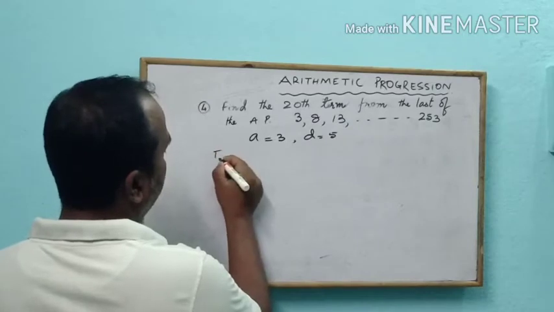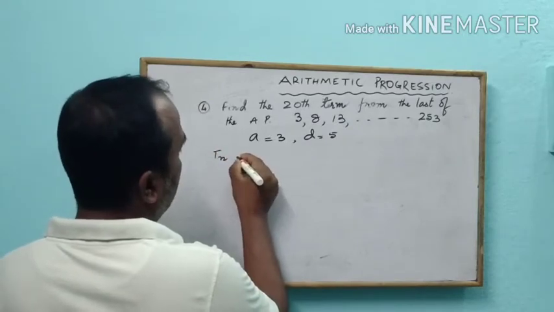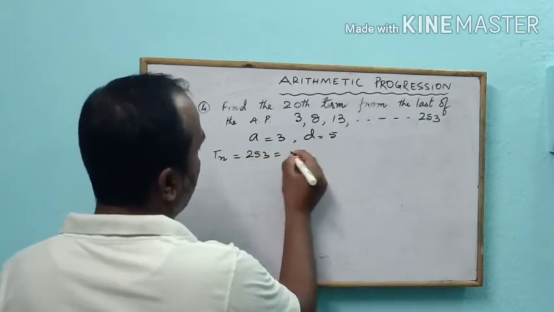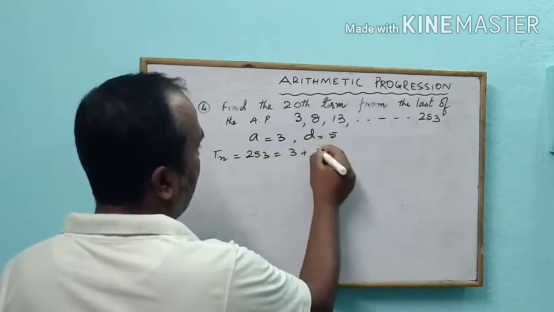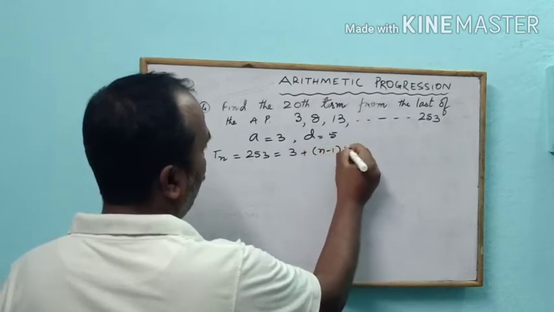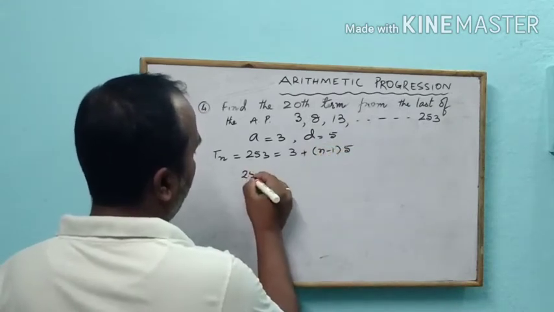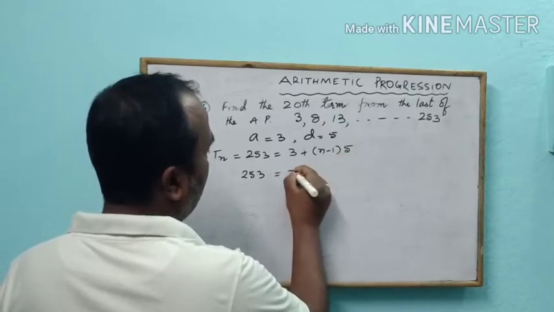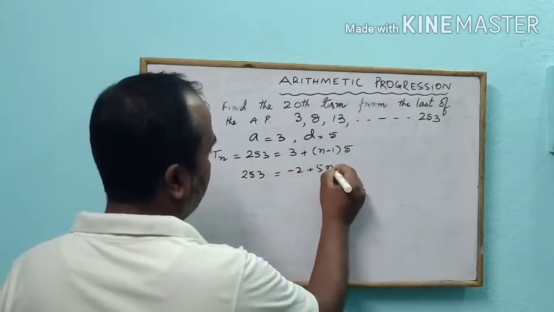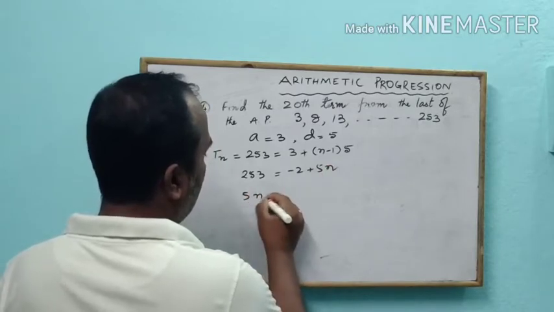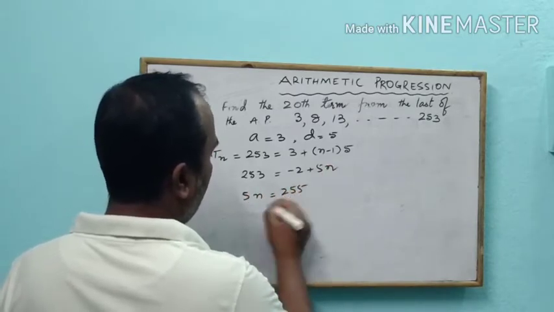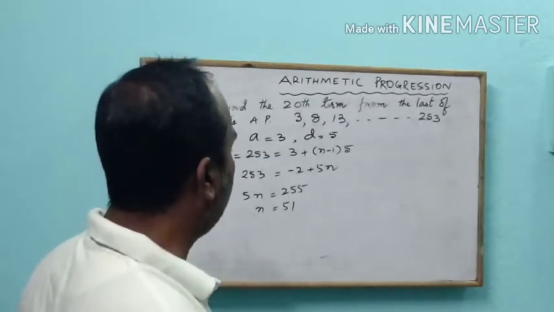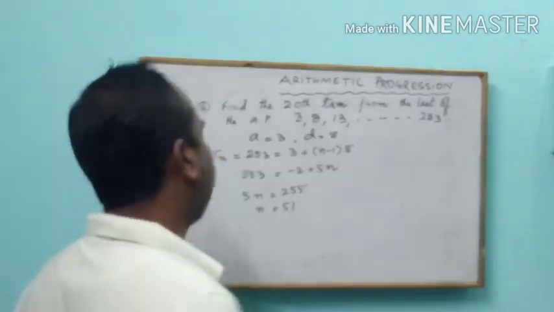So Tn, and the last term is 253. 253 is 3 plus n minus 1 into 5, or 253 is equal to 5n minus 2, or 5n is equal to 255, n is 51. So number of terms here will be 51.